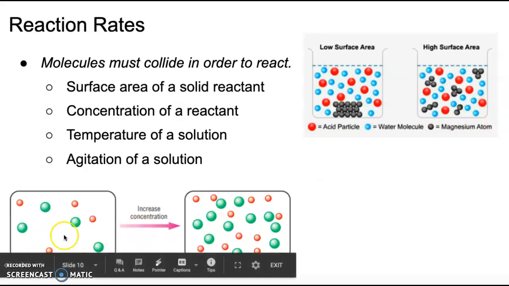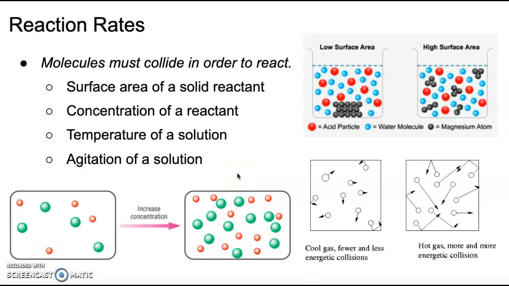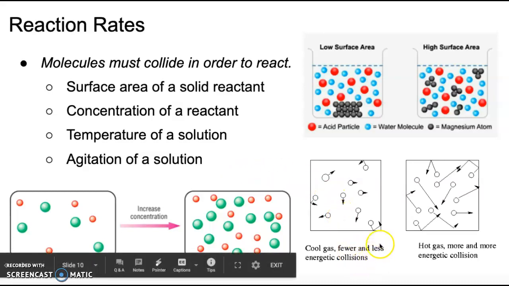Here's an example of increasing the concentration. So you can see over here on the left, we don't have very many reactant molecules. If we add more molecules, they're going to hit each other more. It's going to be more crowded. There's going to be more collisions, and that's going to speed up the reaction. Right? And then again, with heat over here, in a cooler environment, the molecules are moving slower, so they're going to collide less often. When we heat it up, they're moving faster. The faster they're moving, the more often they're going to collide.